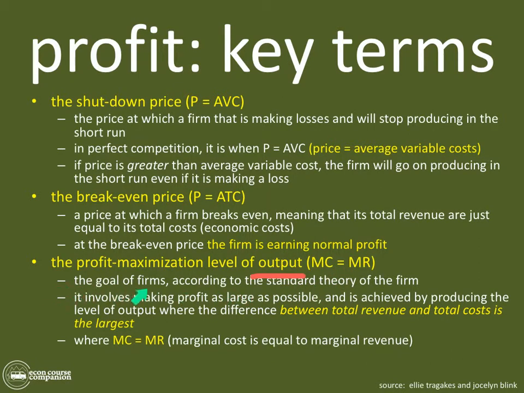And that is the goal of firms, according to the standard economic theory of the firm, to maximize profit, okay? It involves making profit as large as possible and is achieved by producing the level of output where the difference between total revenue and total cost is the largest. And that's also where, by the way, MC equals MR, or put that into real words, marginal cost is equal to marginal revenue. All right, so there are some terms.